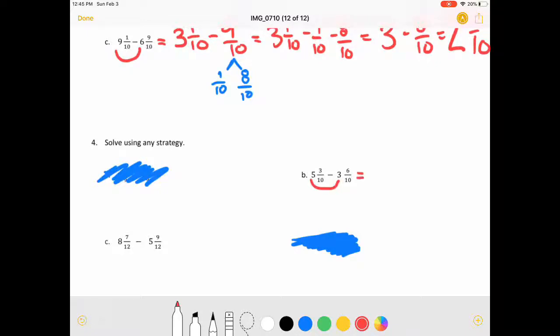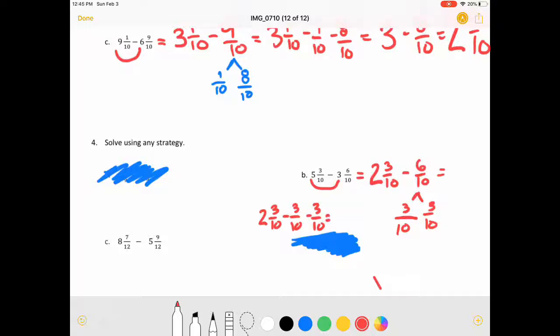So I'm going to subtract 5 minus 3 to get 2. Leave my fractions where they are. And I'm going to break 6/10 down into 3/10 and 3/10 to make it easier to subtract. So I'm going to say 2 and 3/10 minus 3/10 minus another 3/10, which those 2 3/10 will cancel out, and we'll just have 2 minus the last 3/10, which ultimately will leave you with an answer of 1 and 7/10.